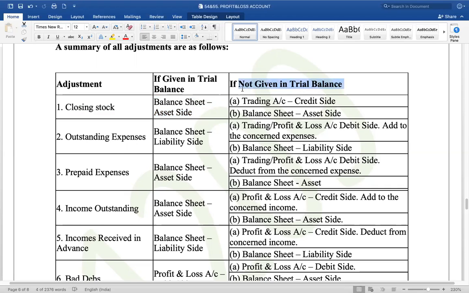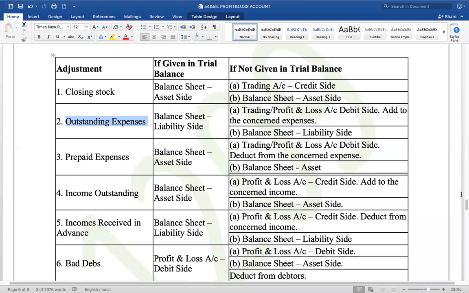For example, if this closing stock is not given in the trial balance, it is outside the trial balance, what do you do? You will take it on the credit side of the trading account, just below the sales, and simultaneously you will also take it in the asset side of the balance sheet. Clear? No doubt. Okay.